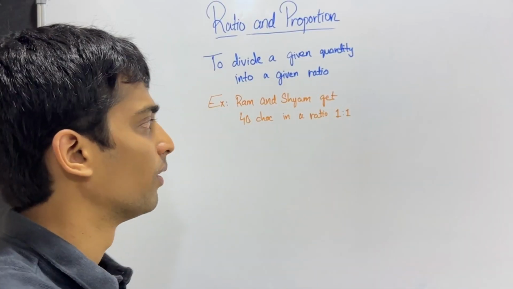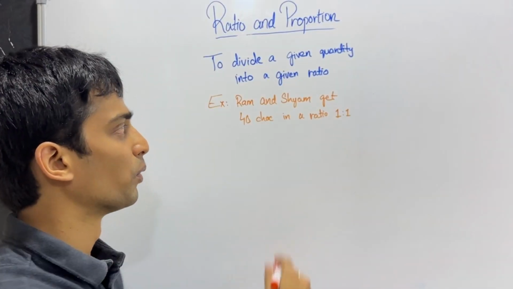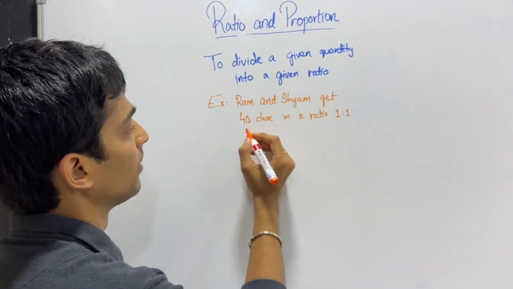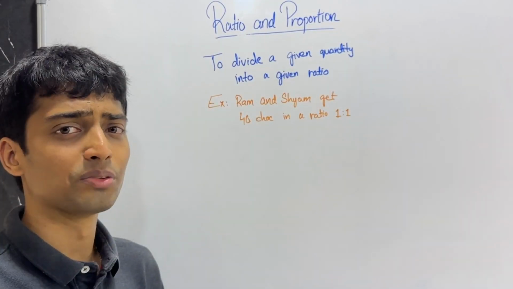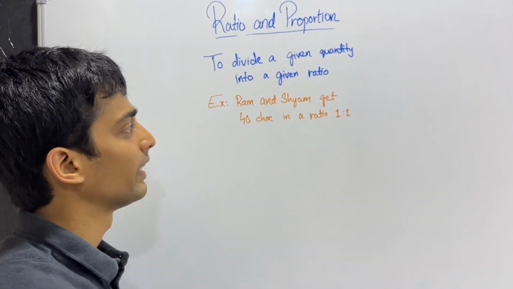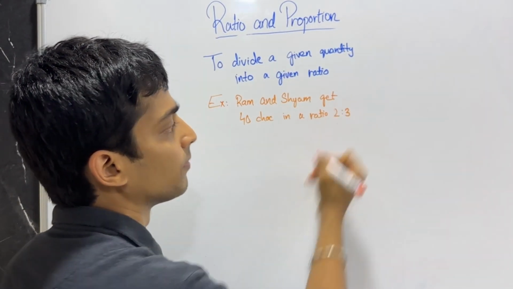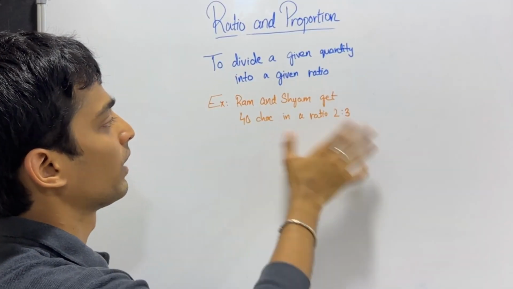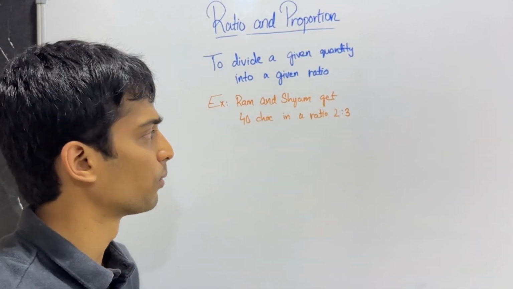Now as you know, 1:1 ratio means both receive the same number of chocolates. So we just divide 40 by 2 and we get 20. So Ram and Shyam each get 20 chocolates. Now this was easy. But what if the ratio was something like 2:3? Now this becomes difficult because we don't know how to calculate how much Ram and Shyam will get. Let's see how to calculate.